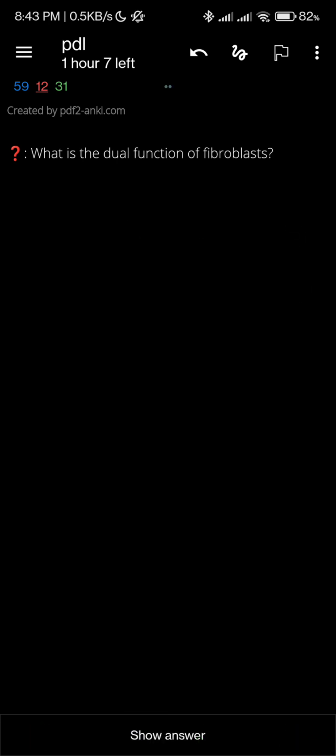So what is the dual function of fibroblast? They are producing collagen as well as degrading the collagen, which helps in regulating the turnover of the collagen, and hence the homeostasis of the periodontal ligaments.